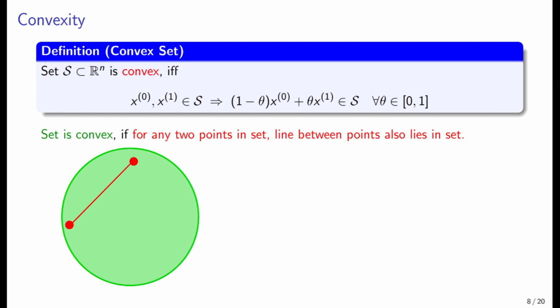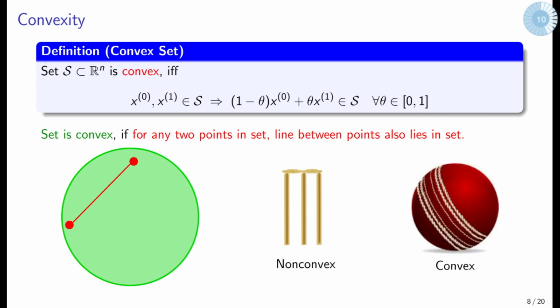So if this is my x0, then as theta goes from 0 to 1, I move exactly along this line. Theta equals 0 corresponds to x0, theta equals 1 corresponds to x1. So that's a convex set. A ball is a convex set.